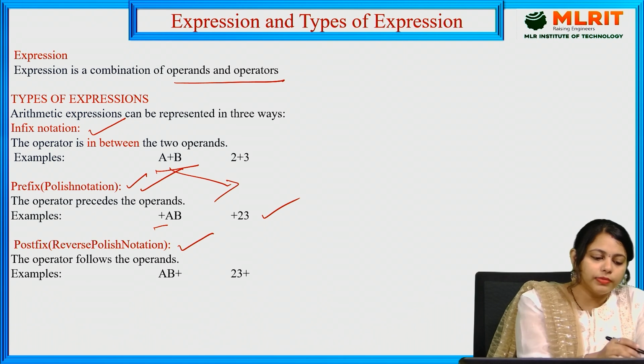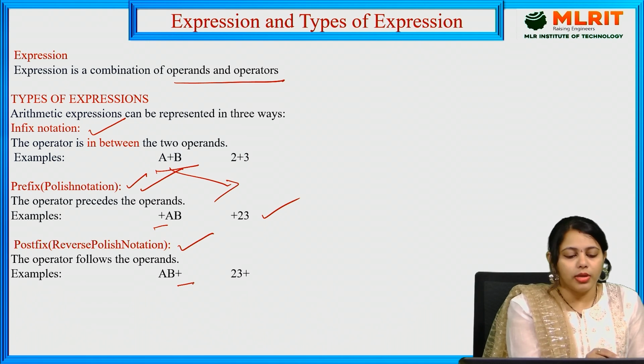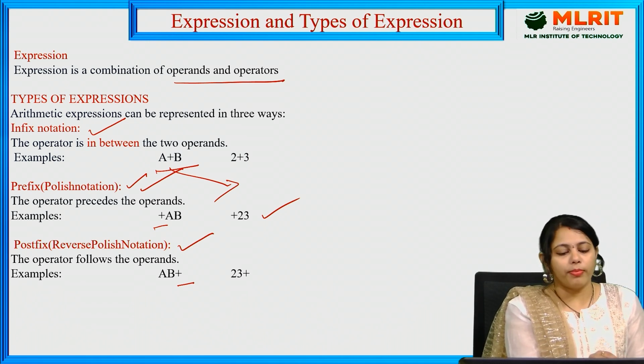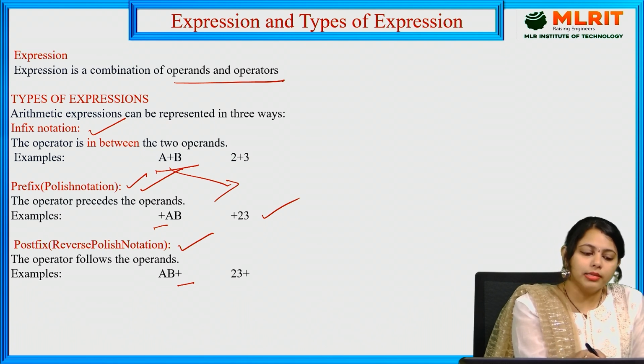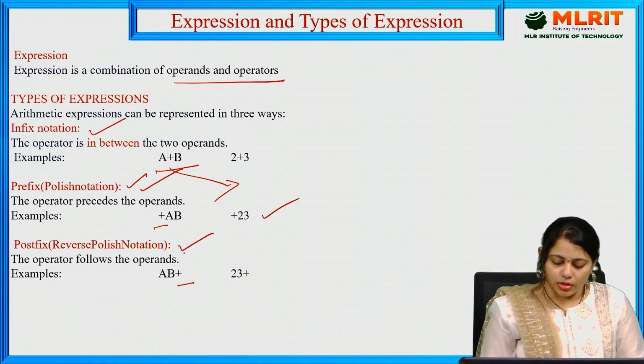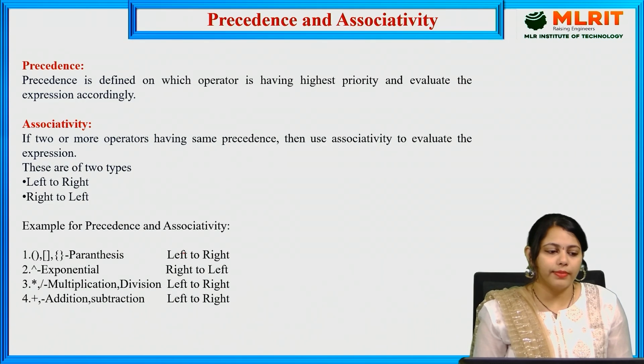Next, postfix expression. Post means after. So the operator is placed after the operands. So AB plus, where A and B are the operands and plus is the operator. So postfix expression is also called reverse Polish notation. Okay, so these are the types of expressions that we have.